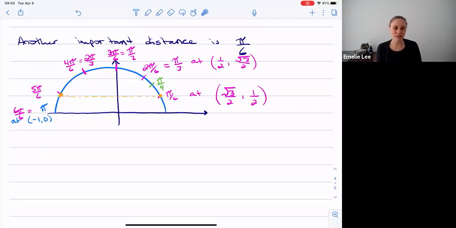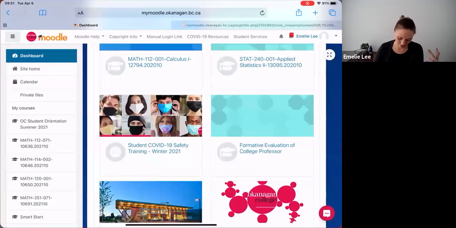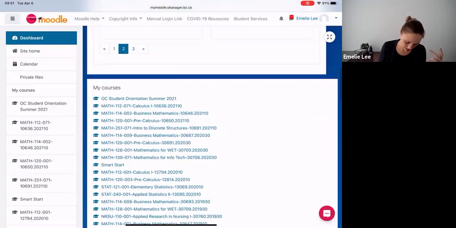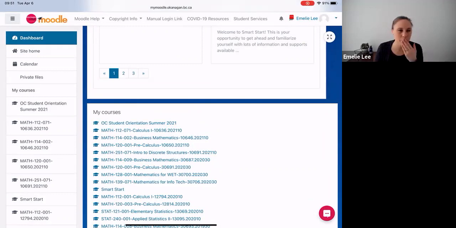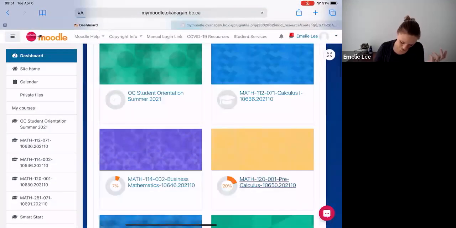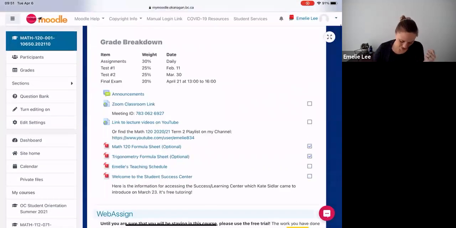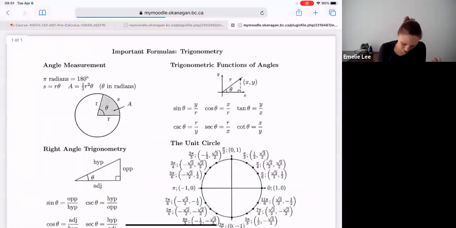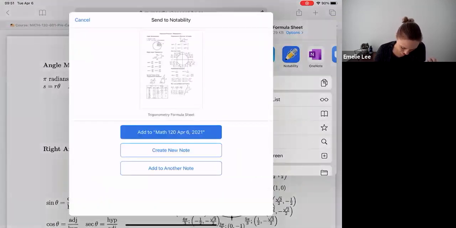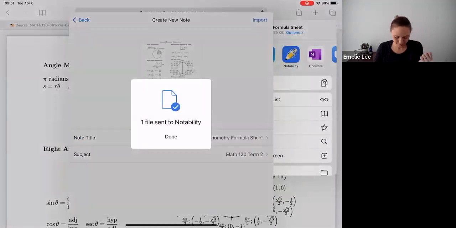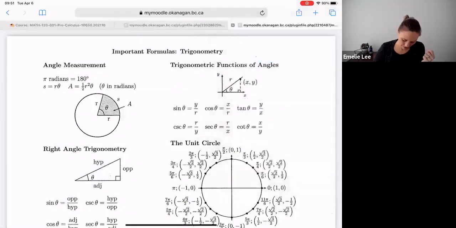Now, on Moodle, at the very top of the page, I've posted 2 trig formula sheets. So I'm going to go there, and we haven't used them yet, obviously, because we haven't done any trig, but let's see if I can get back to our course here. Okay. So at the very top, I've posted, or it's been there, but the Math 120 formula sheet, it says optional. You don't need to use it if you don't want to. If you don't like it, then that's okay. And then there's also a trigonometry formula sheet, which I find really, really useful. So let's go to the trigonometry formula sheet. I'm just going to bring it into my notes here. Done. Okay.